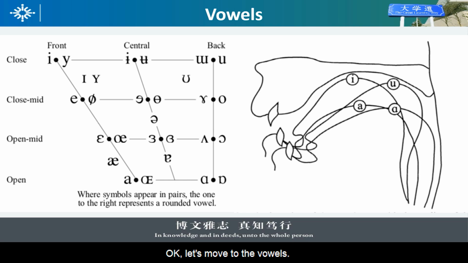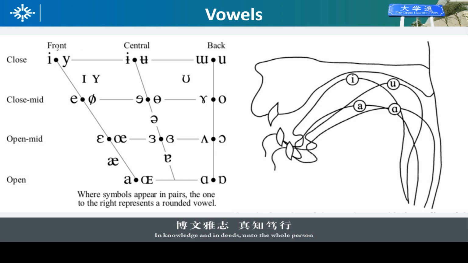Okay, let's move to the vowels. The left one shows the distribution of different pronunciation of vowels, which is according to the coded from the IPA chart. The right one is the rationale of how to produce it, how to make it, this chart. You can divide the vowels in this chart into different groups.